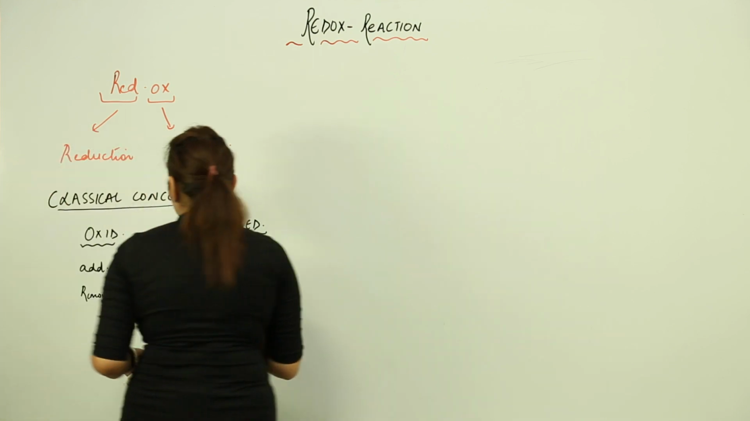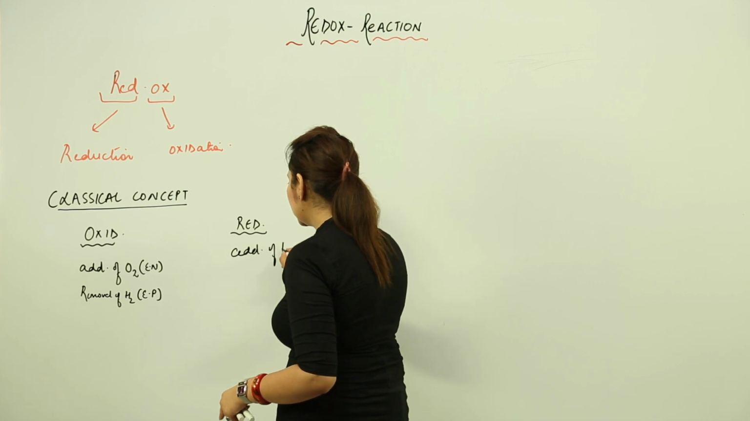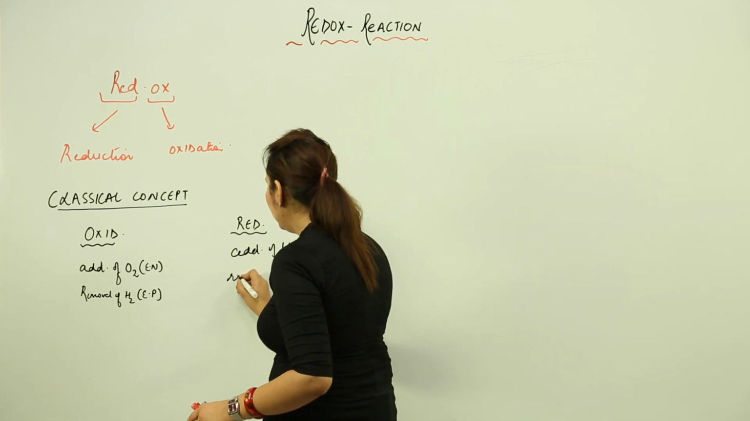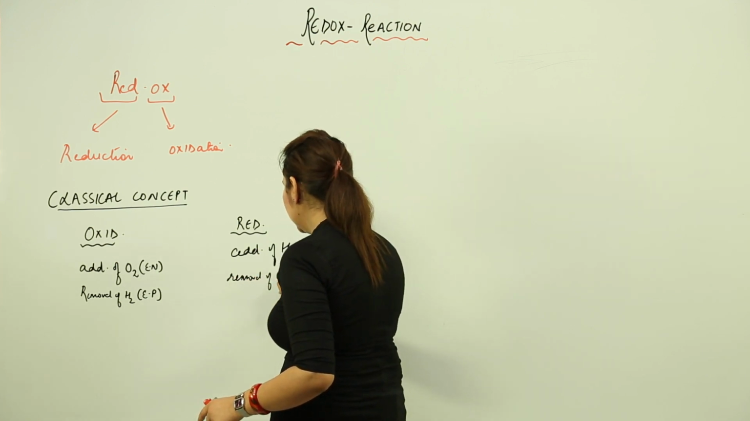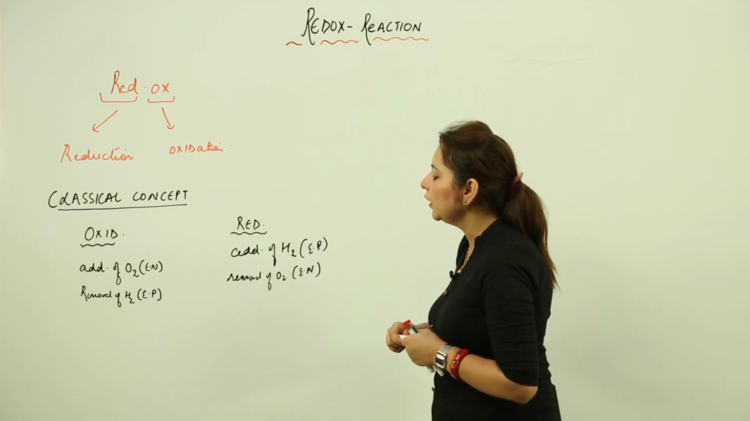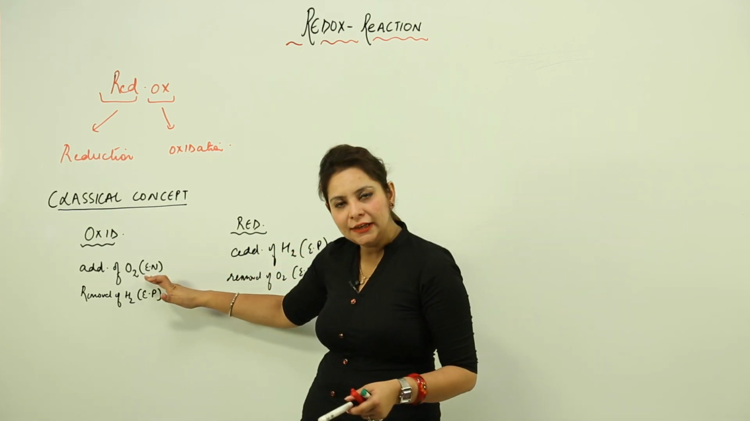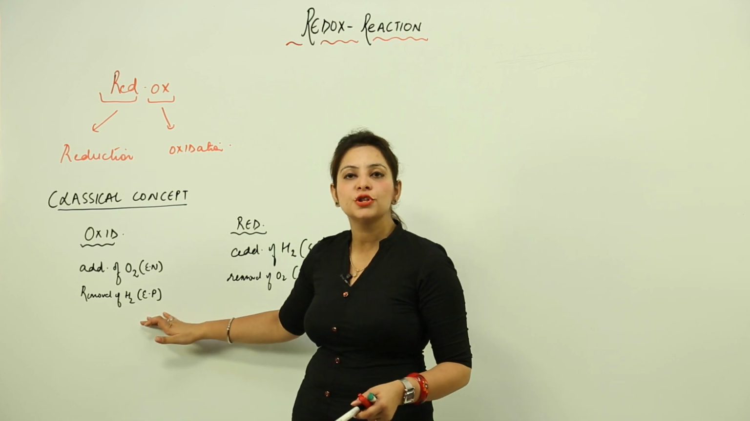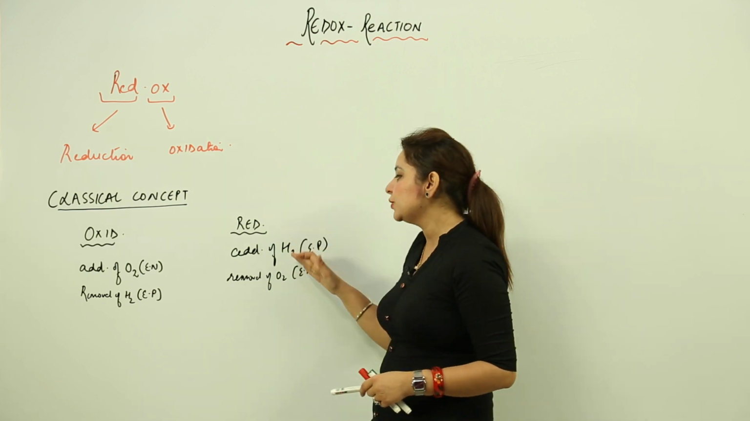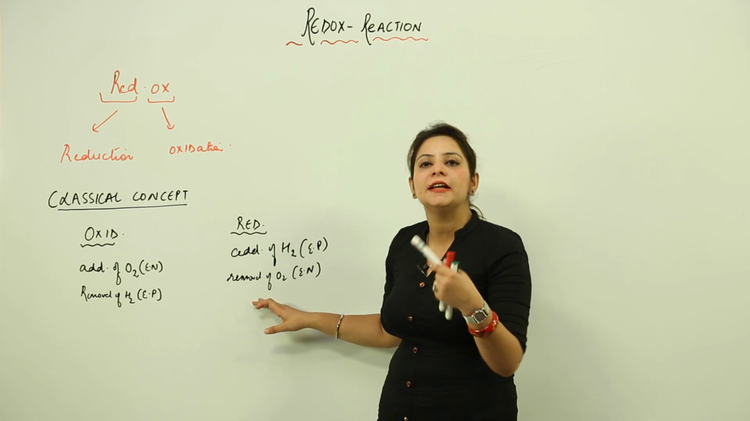Likewise, reduction is just opposite to that. Addition of hydrogen or any electropositive element is called reduction, and removal of oxygen or any other electronegative element is called reduction. So this is what we have, the oxidation and the reduction. Oxidation is addition of oxygen or any electronegative element, or removal of hydrogen or any other electropositive element. Likewise for reduction, it is just reverse: in reduction we add hydrogen or any electropositive element, or remove oxygen or any other electronegative element.